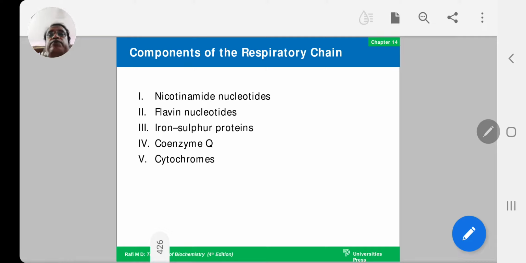FMN and FAD are two coenzymes derived from the vitamin riboflavin. In their reduced form, they serve as components of respiratory chain, complex 1 and complex 2 respectively. Substrates that are acted upon by FAD-linked dehydrogenase include succinate, an intermediate of Krebs cycle, and acyl-CoA in beta oxidation of fatty acid.